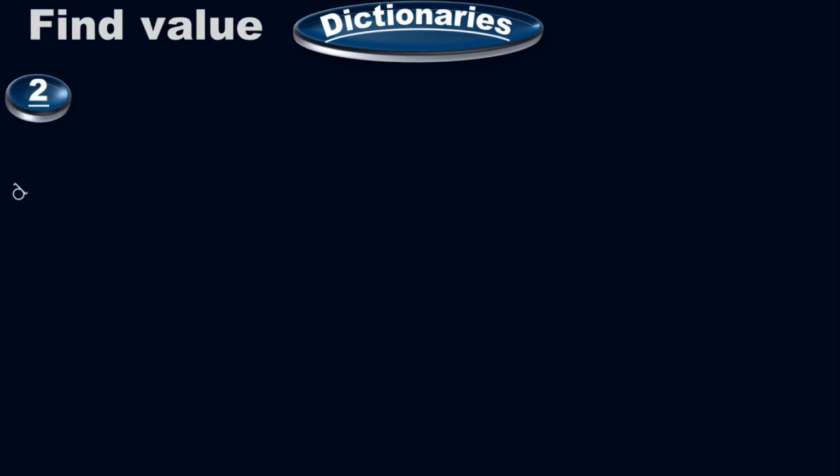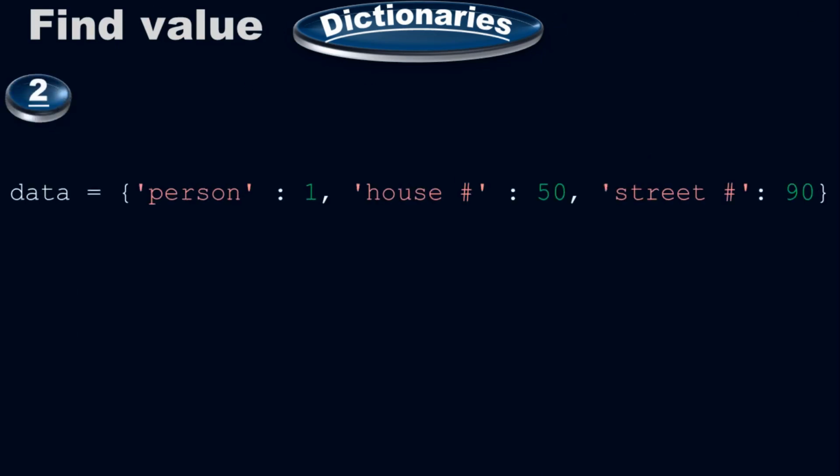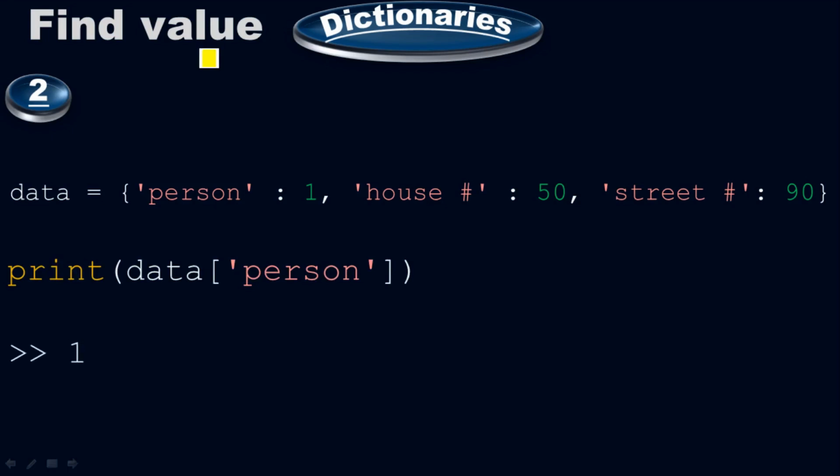Example number 2, where data equals person 1, house number 50, street number 90. The print of data of person will return 1. I want to find the value of a dictionary. This is my dictionary because the information is in a key value form. Key value, key value, key value. I have 3 key value pairs. Pair 1, pair 2, and pair 3.